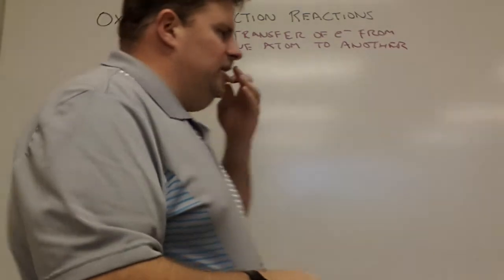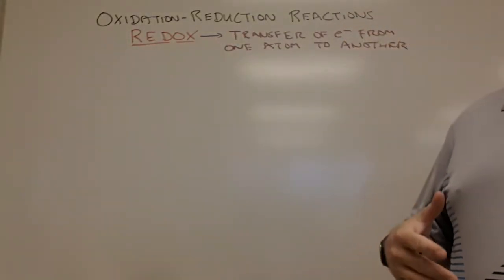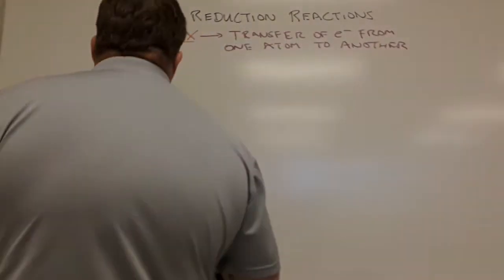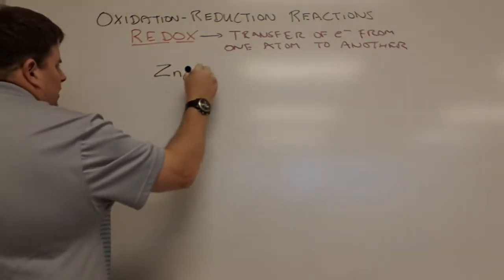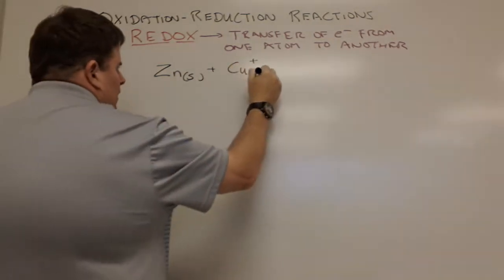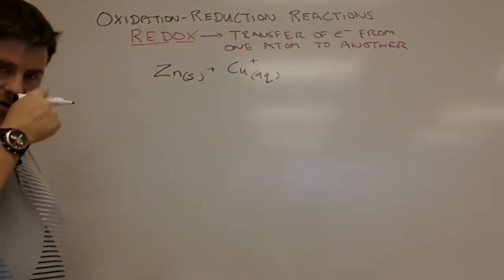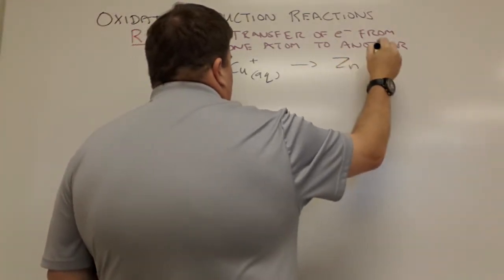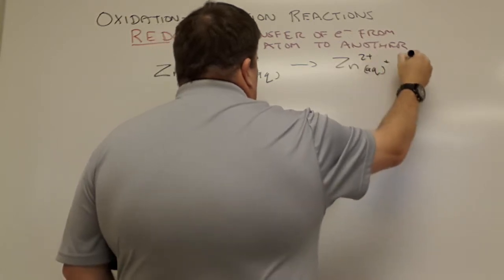And generally, we end up seeing this with a lot of metals, right? This is especially true whenever we're talking about electrochemistry. For example, if I have zinc solid and copper ion in solution, what ends up happening is that the zinc is going to lose 2 electrons, and what I'm going to end up with is a zinc 2 plus ion and copper solid.